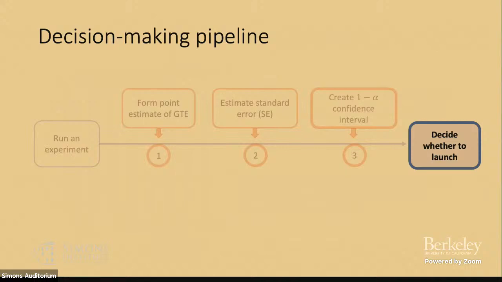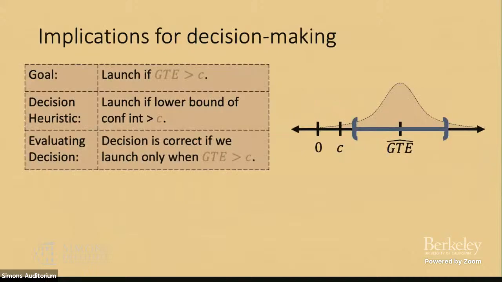So let's skip over that and largely just talk about how this influences the decisions that you as a platform are going to make. Recall that our goal in these settings is to launch this new intervention whenever the treatment effect is larger than the cost. And the decision heuristic that we're using is we're going to launch if this confidence interval lies above that cost threshold.